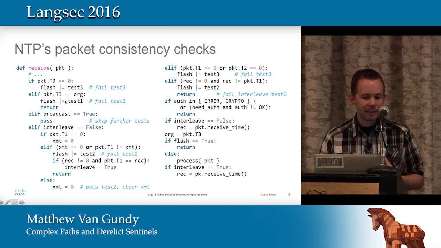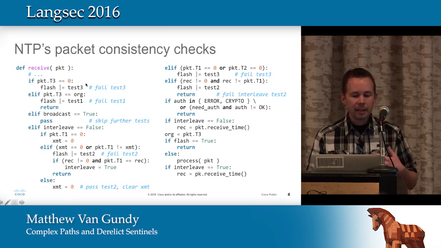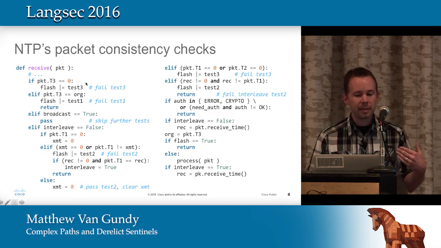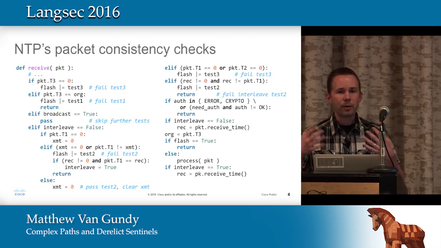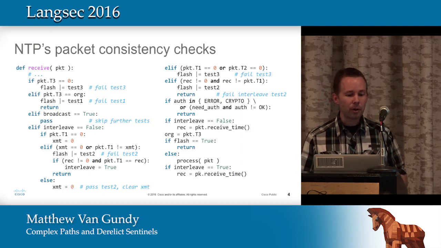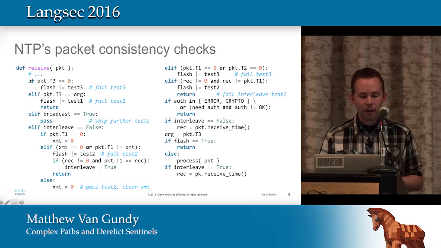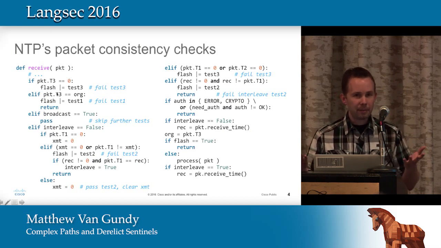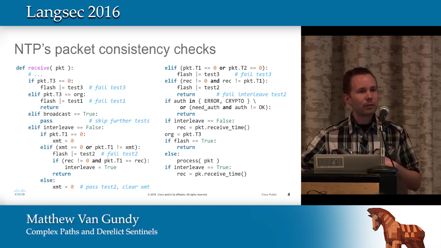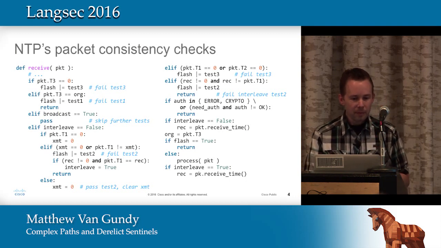So the first consistency check NTP applies is: is T3, the transmit timestamp from the server, 0? This is an indication that the server is unsynchronized or has no idea what time it is, incredibly broken, at which point we should throw away the packet. So NTP marks the packet as invalid and continues on, hopefully later on throwing out the packet.